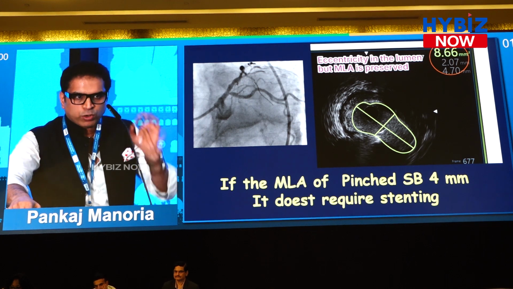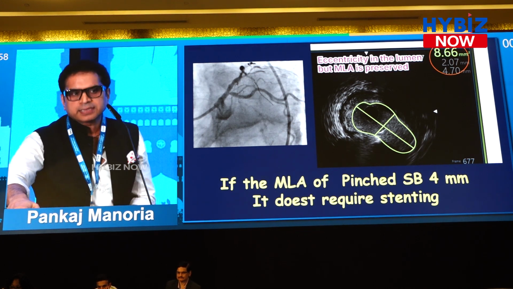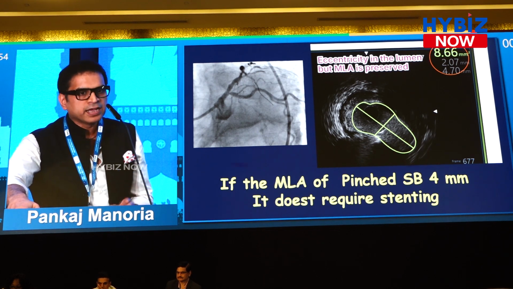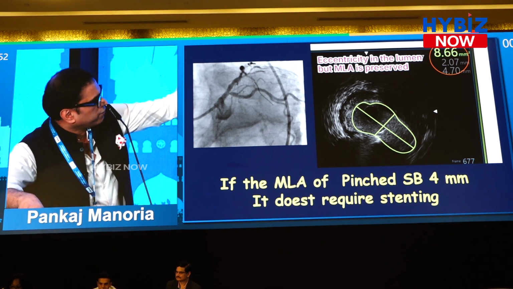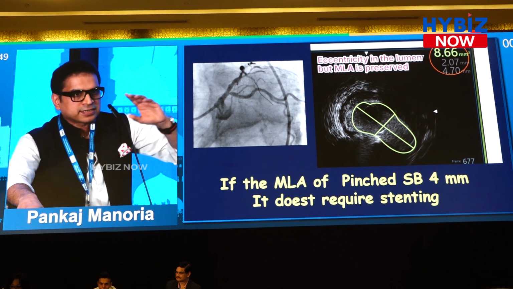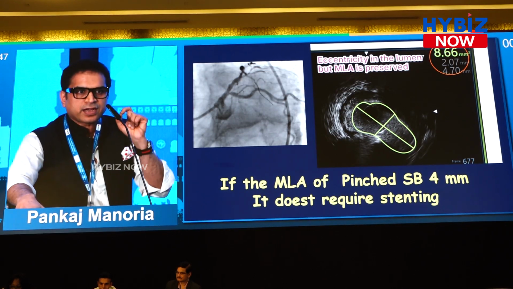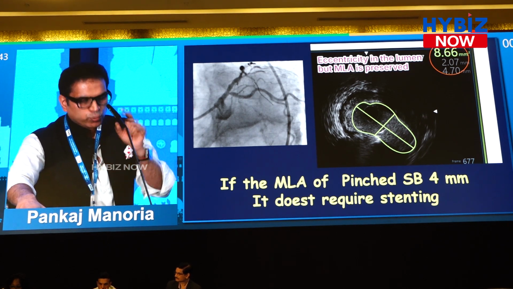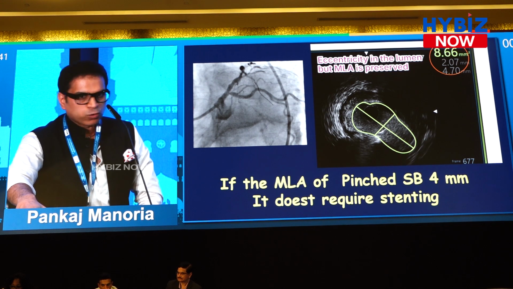If the IVUS catheter is put, and the MLA is more than 4 millimeter, usually it will not require stenting for all practical purposes. But here you can see we have put an IVUS. We found that this is a carinal shape. You can see the geometry of the circumflex ostia has been disturbed. Though the MLA is preserved, it's almost 8.6. So why is it looking like a pinch?